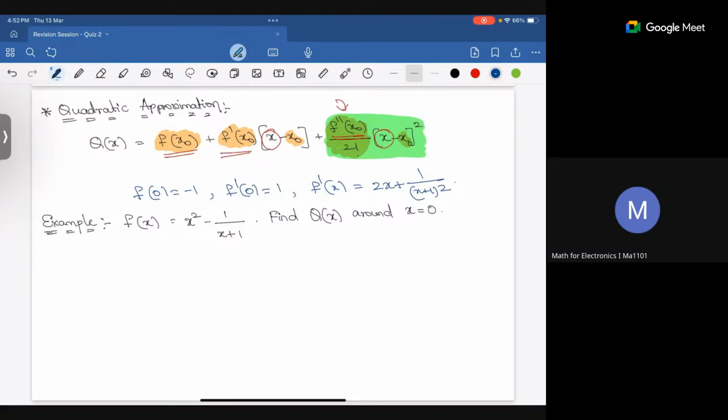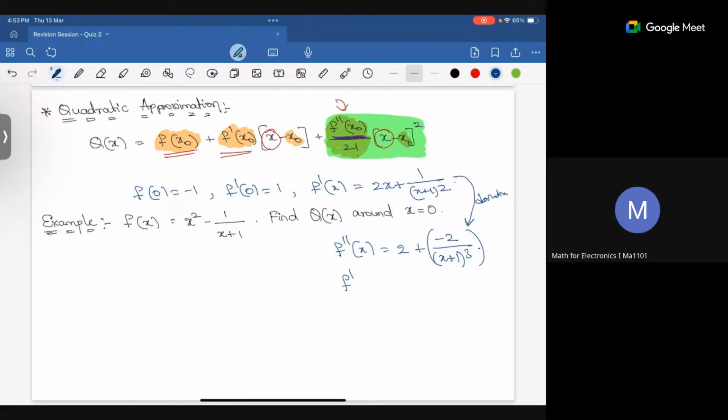Is everybody getting this? So we have to get this term now. That is f double prime of 0. For that I need f double prime of x first. For the second derivative of x, I have to take the derivative of the first derivative. I will get the second derivative. If I take the derivative, I will have 2 plus 2x derivative is 2. 1 by x plus 1 whole square derivative will be minus 2 by x plus 1 whole cube. Again, you just go back and practice. You will see that this will be 2 plus minus 2 by x plus 1 whole cube.